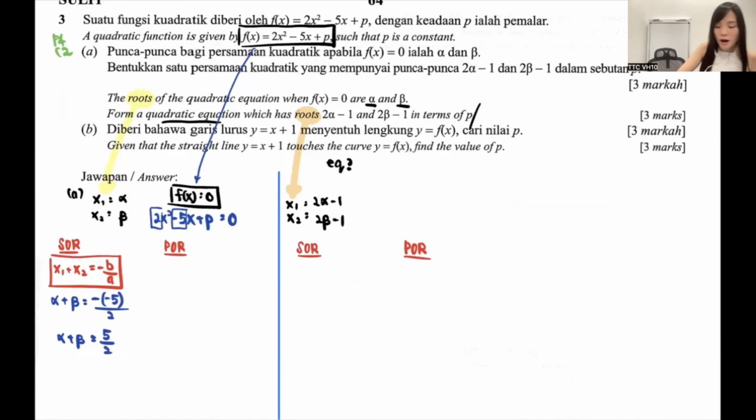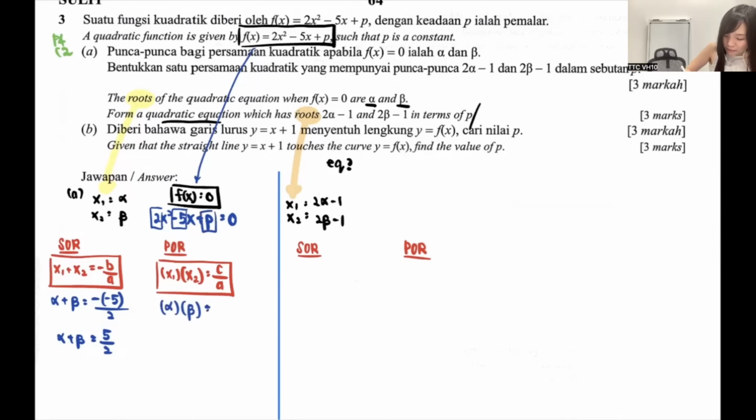Okay, let's do POR. POR stands for what? Product of roots. Sum means plus. Product means times. So isn't it x1 times x2? So x1 times x2 equals c over a. Okay, so my x1 is what? My x1 is alpha. My x2 is what? Beta. My c is what? My c is p. My a is what? 2. So isn't it alpha times beta equals p over 2? I know you're not getting anything because this question is not asking SOR, POR also lah. So you just do until there is okay one, okay?